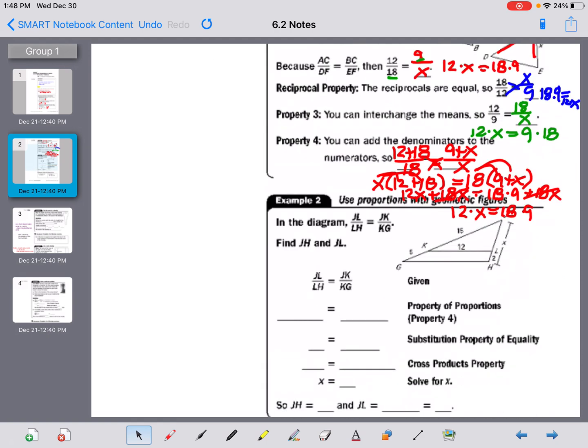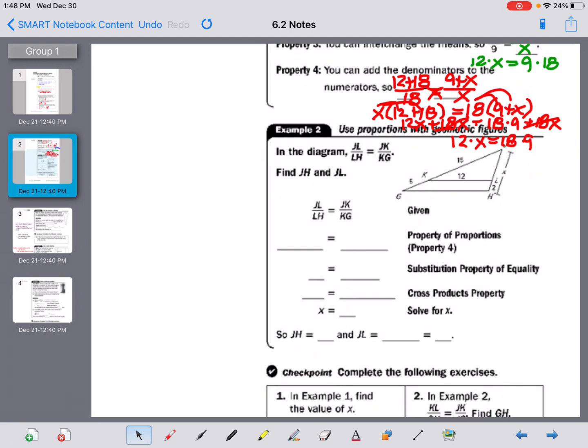Okay. What's nice about most of our work today is they're going to do the setups for us. They're not making us think too hard yet. So you're often going to get your geometric ratio set up for you. So we're doing a lot of plugging and chugging today, okay? Kind of easing us back into this math stuff. So we get JL over LH equals JK over KG. So that's our proportion. We're going to solve for our missing values.